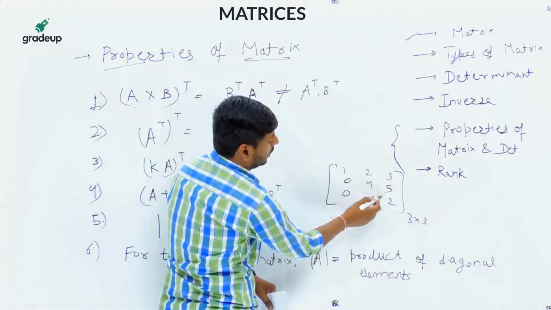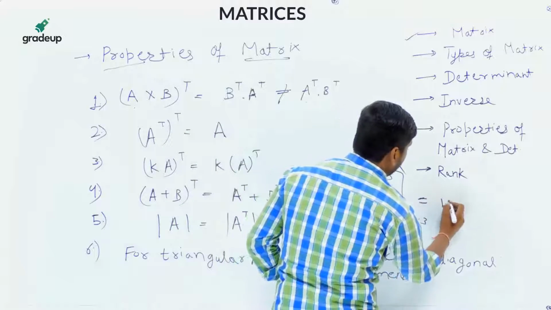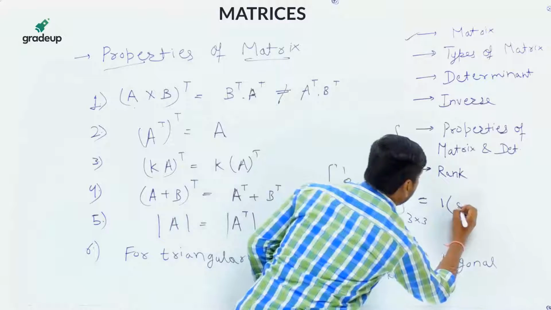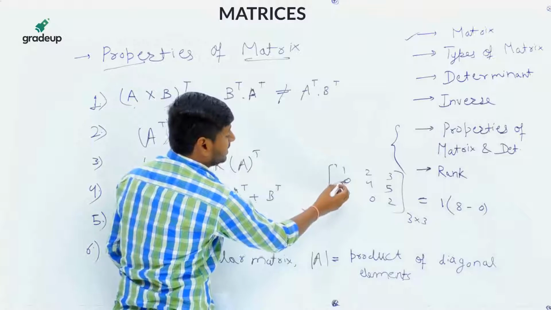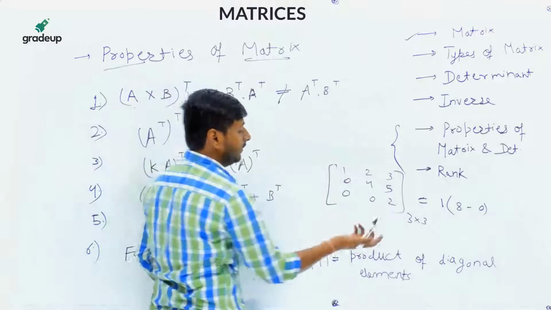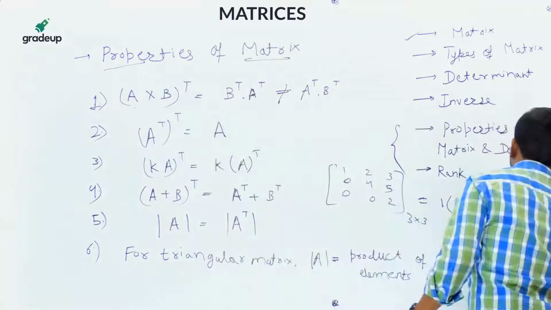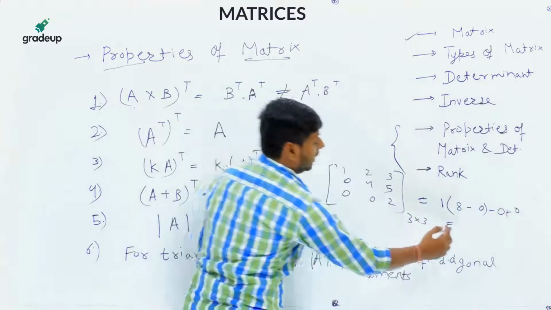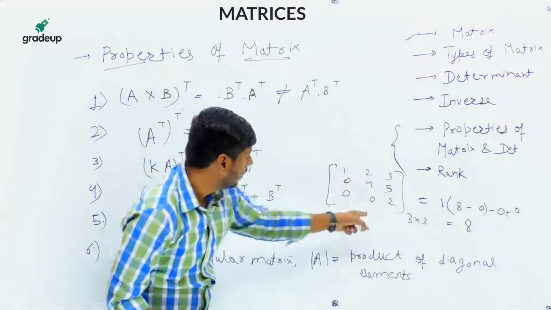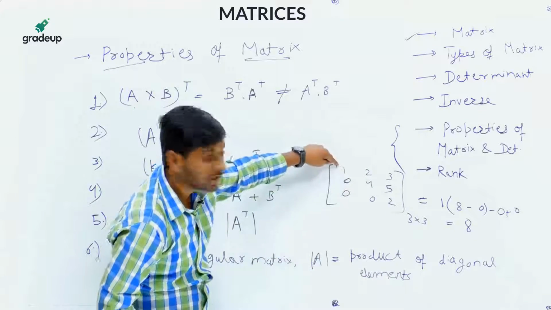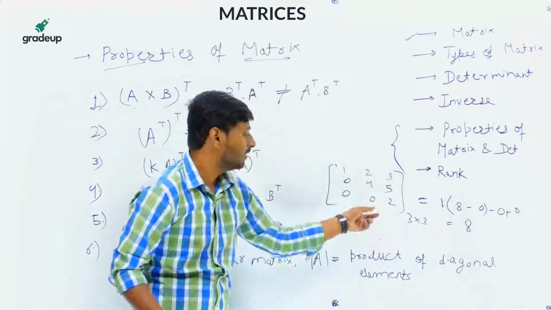Let me write the determinant here: 1 into 4 into 2, 8, minus 0 into 5, that is 0. Again minus 0 into, we will multiply 0 with any value, we get 0 here, and then we will multiply 0 with any value, we will get 0 here. So the determinant is 1 into 8, that is 8. So verify it with this property. Determinant of a triangular matrix is the product of diagonal elements, and the product of diagonal elements is 1 into 4 into 2, that is equal to 8, and we verified this result with the help of this example.